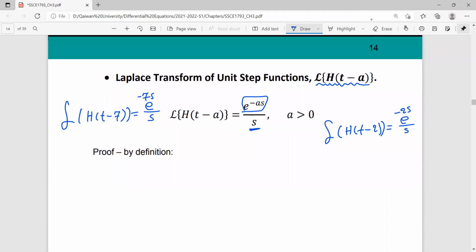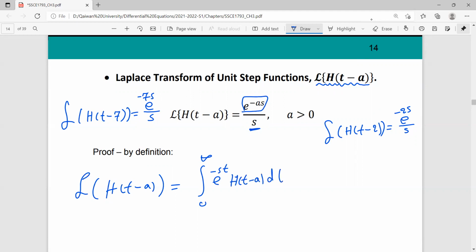Now we have the proof of this. So for the proof, we say the Laplace transform of h of t minus a is equal to the integration from 0 to infinity of e to the power minus st times h of t minus a, dt.